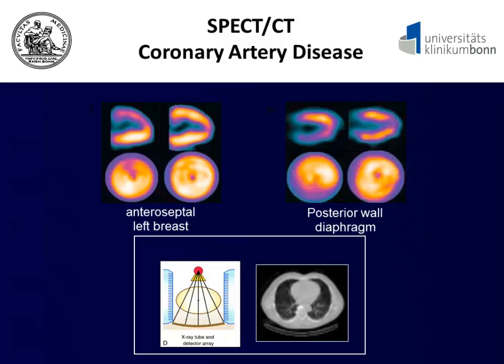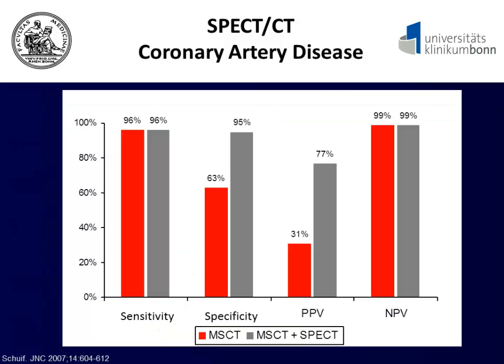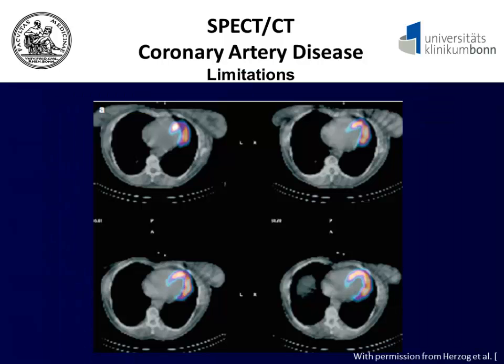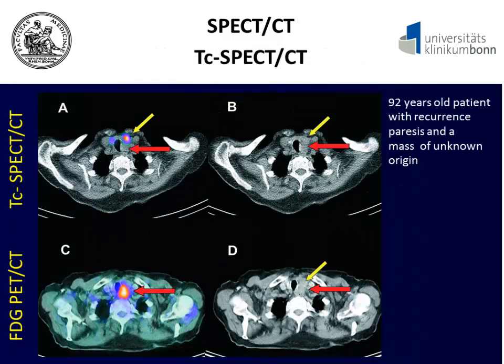You have a lot of attenuation in women, breast attenuation, in men diaphragm attenuation, and you can reduce these attenuations by using SPECT CT and increase the sensitivity and positive predictive value of your test. However, there are some limitations with SPECT CT. It is important that the SPECT and CT be co-registered precisely, otherwise you have some artifacts because of misregistration.